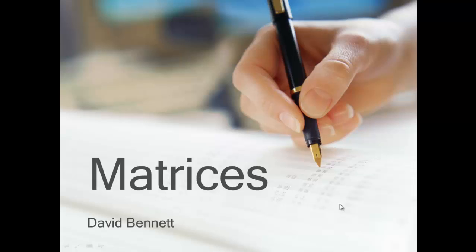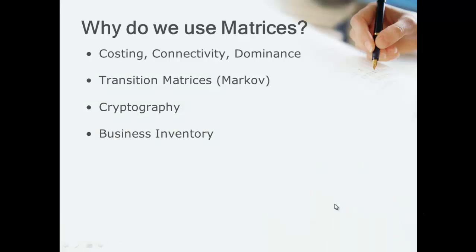I'm just going to go through the introduction to the matrices topic, so just follow through what we do here. The first thing we're going to do when we start looking at matrices is investigate the three different types of connectivity, dominance and costing matrices. And we'll also be looking at an application called transition matrices or Markov matrices.